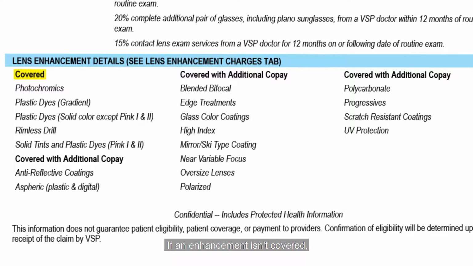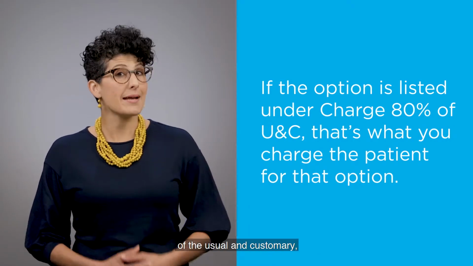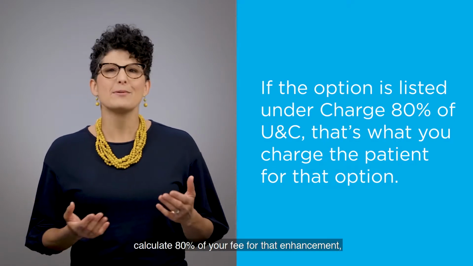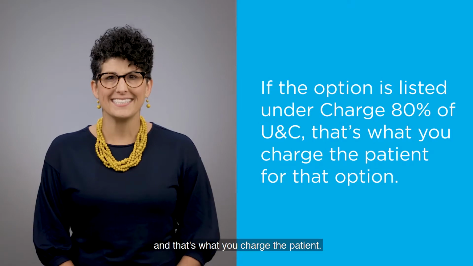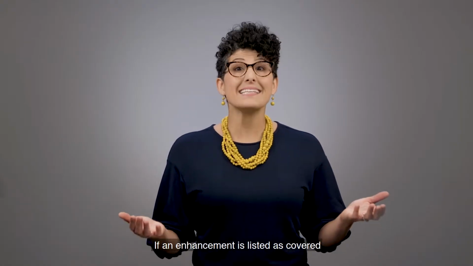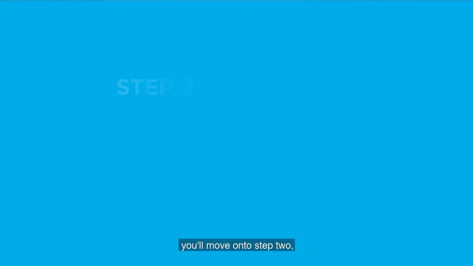If an enhancement isn't covered, it will either be listed with an additional set copay or a charge of 80% of the usual and customary fee. If an enhancement coverage is shown as 80% of the usual and customary, calculate 80% of your fee for that enhancement, and that's what you charge the patient. If an enhancement is listed as covered with an additional copay, you'll move on to Step 2.